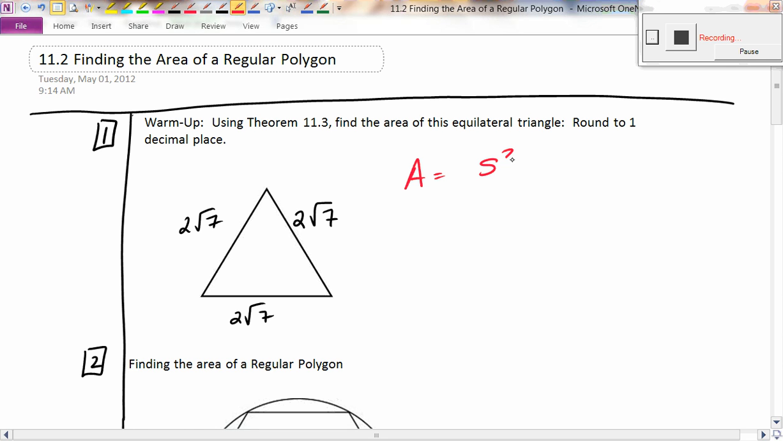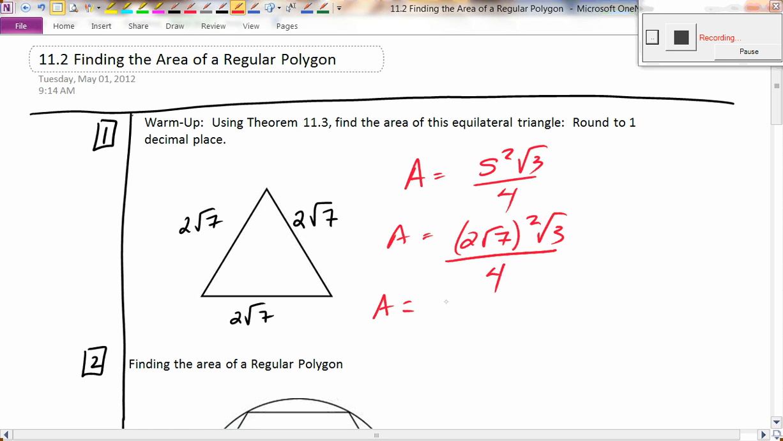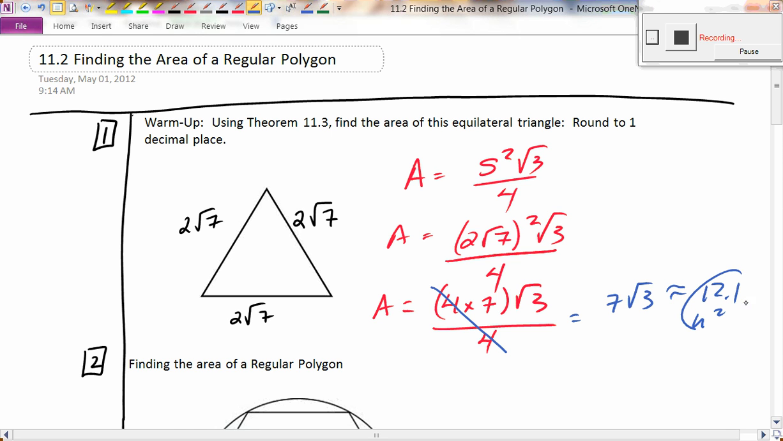Yeah, we got side squared times the square root of 3 all divided by 4. So I said 2 square root of 7 squared times the square root of 3 all divided by 4. Then what'd you get? Yeah, that would be 4 times 7, times the square root of 3 all divided by 4. Now, if and only if you're multiplying 4 times 7 times the square root of 3, you're allowed to cancel those 4's, which is 7 square root of 3, which is about 12.1 units squared. And you got it right, Victor. Nice job. So that's review.